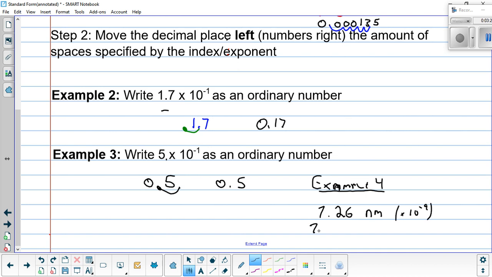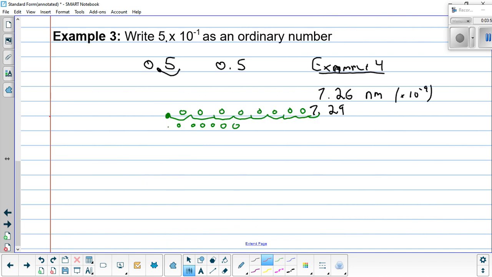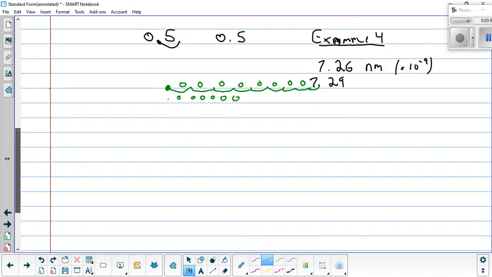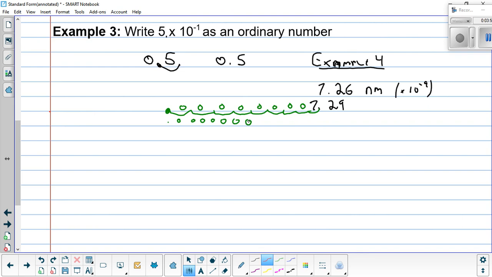Here we can just move 1, 2, 3, 4, 5, 6, 7, 8, 9. I made mine exceedingly big, though I didn't have to. So there you have it. Just copy down however many zeros: 1, 2, 3, 4, 5, 6, 7, 8. And then 7 to 9, and we're all done.